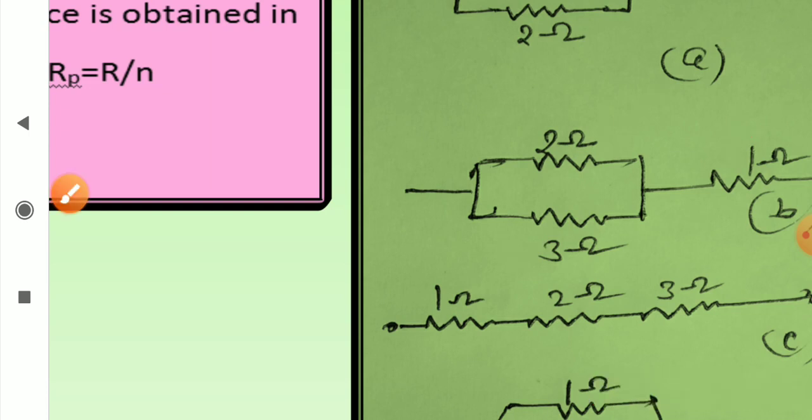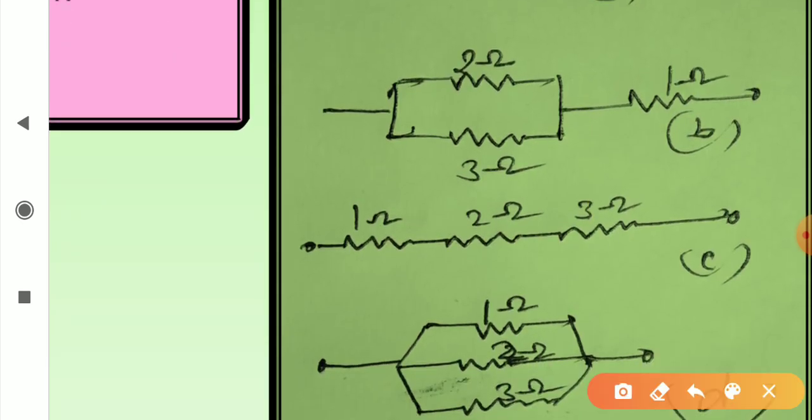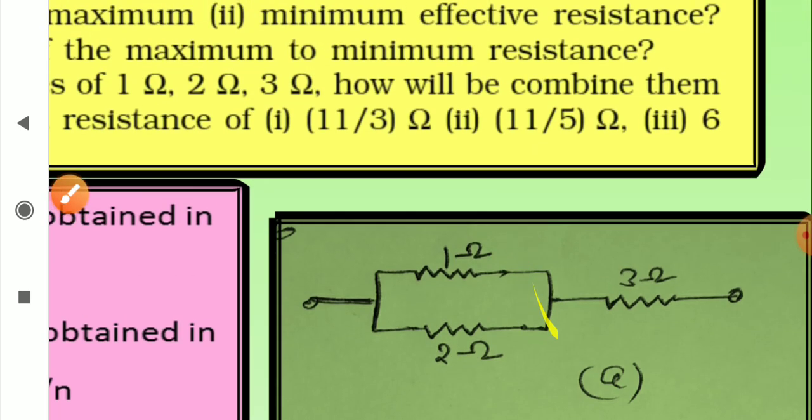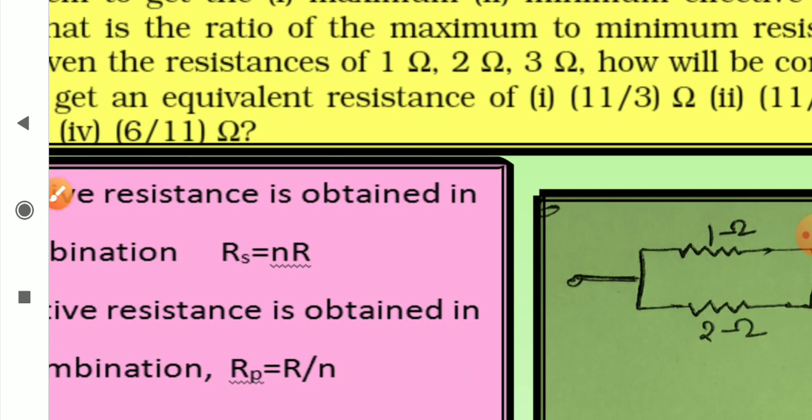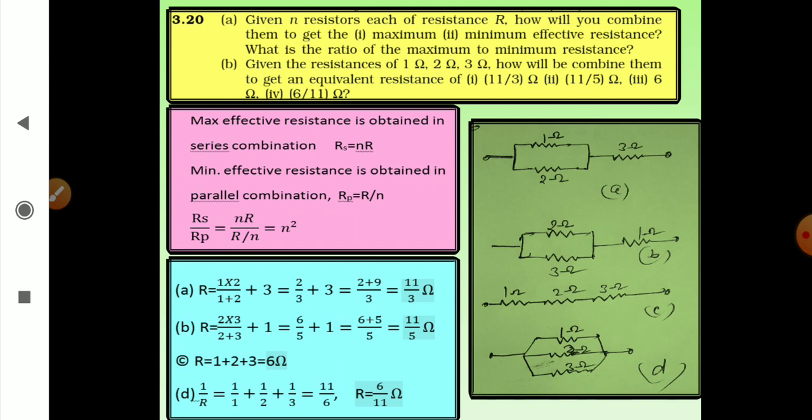And then the third one is 6 ohm, the maximum possible value. Their sum is 1 plus 2 plus 3 is 6. So for the maximum possible value, obviously they are connected in series, 1, 2 and 3. And the last one is the minimum possible value. How much? 6 upon 11, right? So 6 upon 11 is the minimum possible value. So all three are connected in parallel now. So let us take their solutions also, one by one.